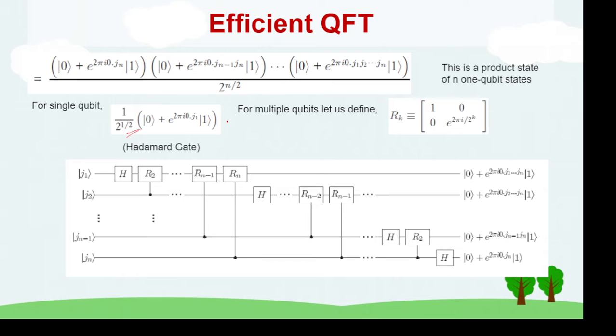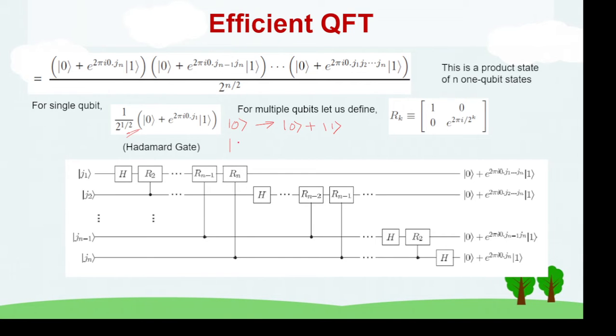So I will say that I want to implement a circuit. Okay, so ket 0 gets transformed to ket 0 plus, now if j1 is 0, what happens? So this whole term will become e to the power of 0, which is plus 1. So this will result in ket 1.